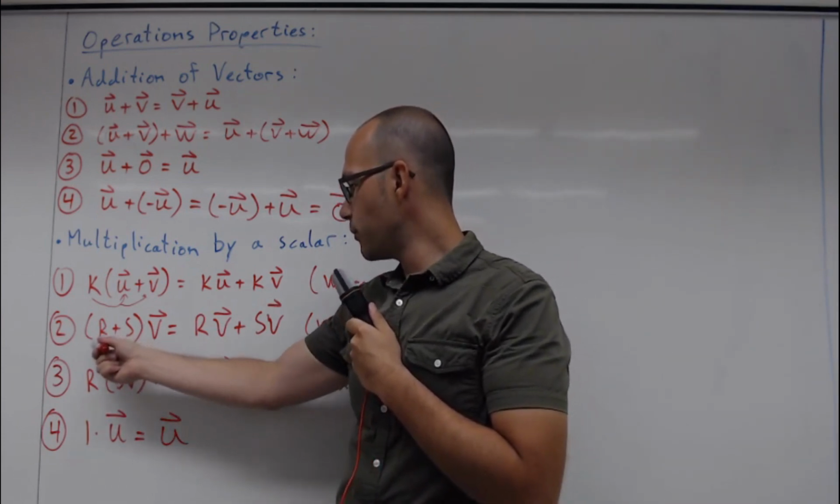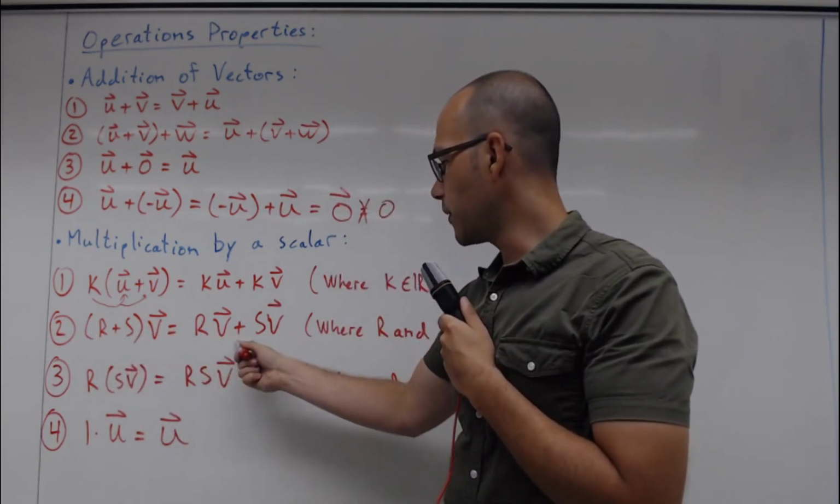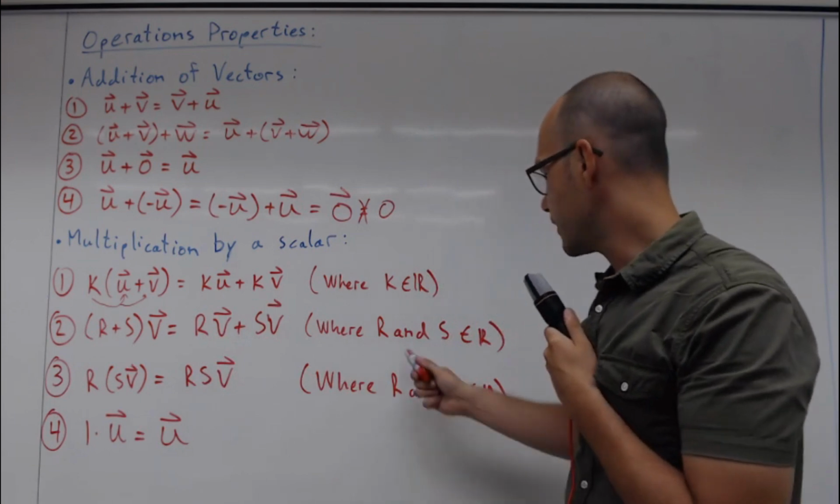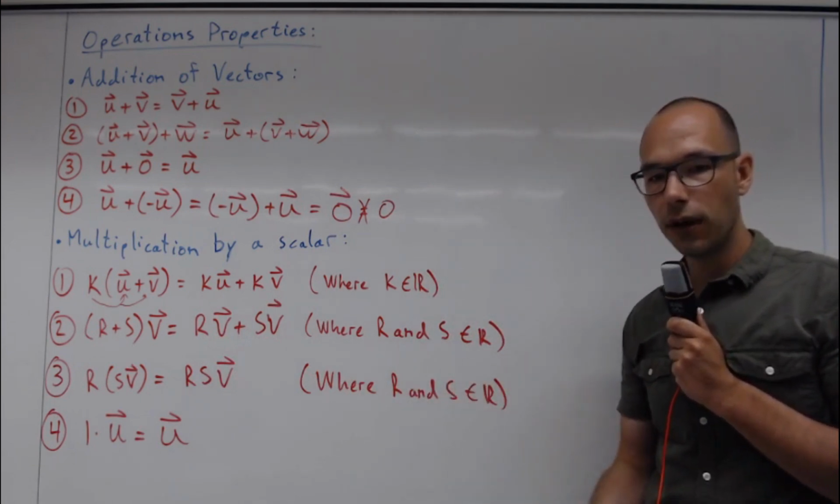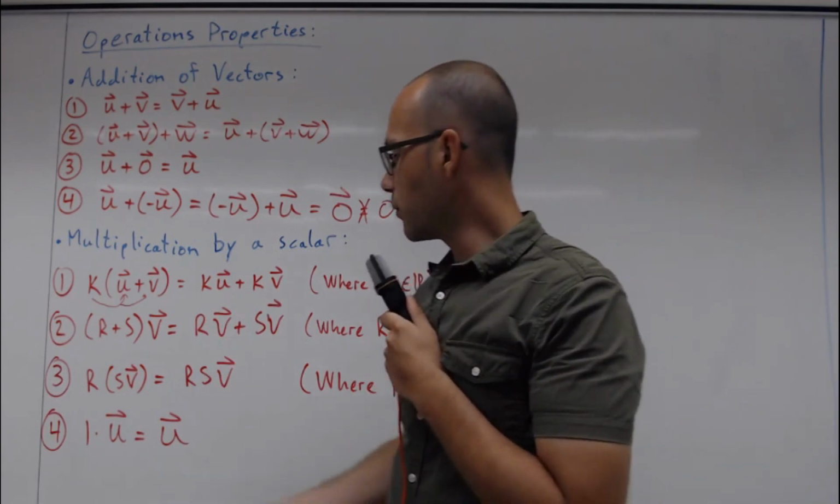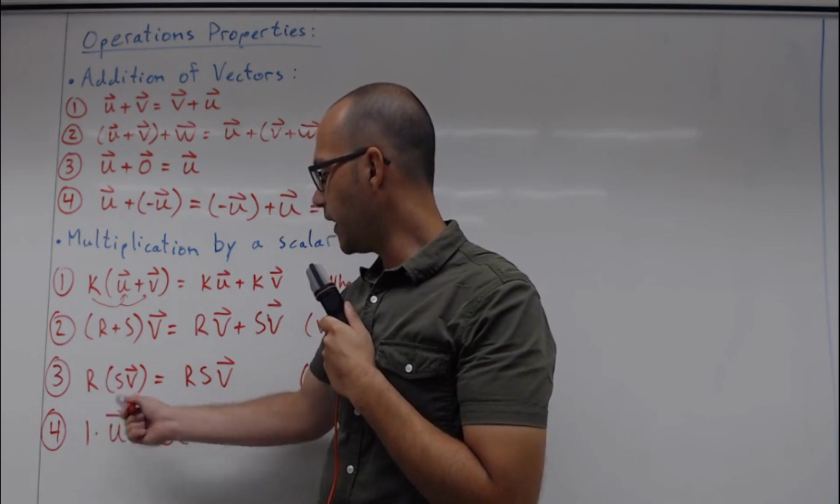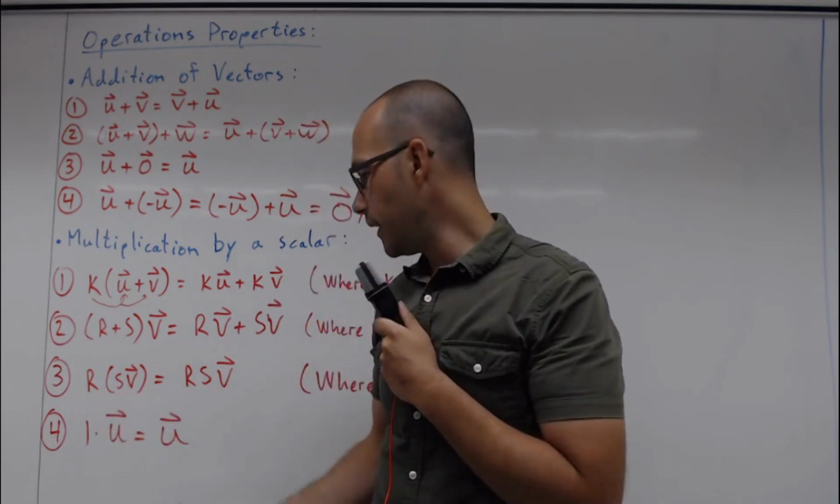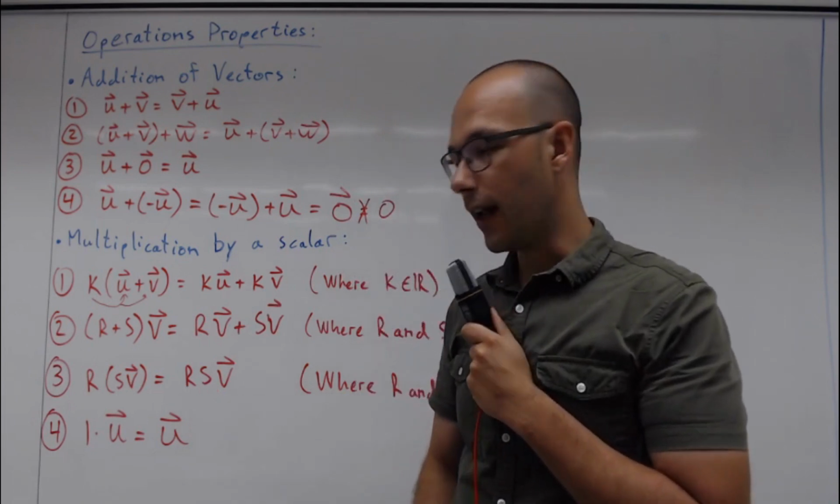You can distribute r plus s on v, so you get rv plus sv, where s and r are real numbers. So you can distribute also. You can also multiply r by the sv vector. The result will be rsv.